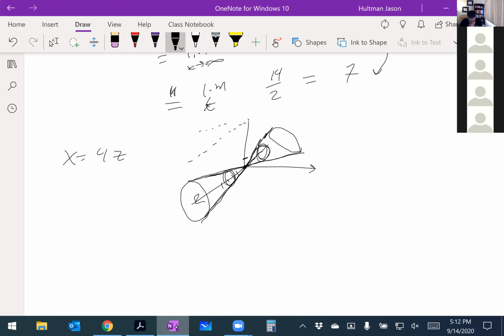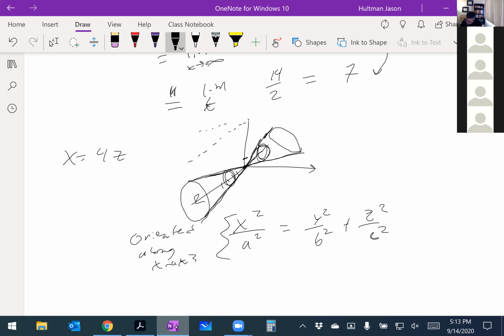So what do we get? Well, we get a cone oriented along the x-axis. So what's a cone oriented along the x-axis look like? It's x squared over a squared plus y squared over b squared plus z squared over c squared. If you go back to the book and look at all those different equations of cones, whatever axis it's oriented along, that's what's in front here. This is oriented along the x-axis. That's the axis of rotation.